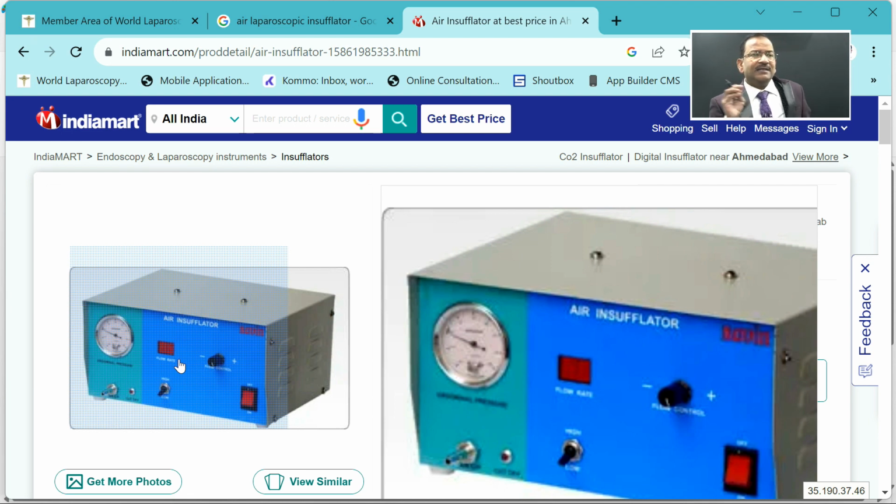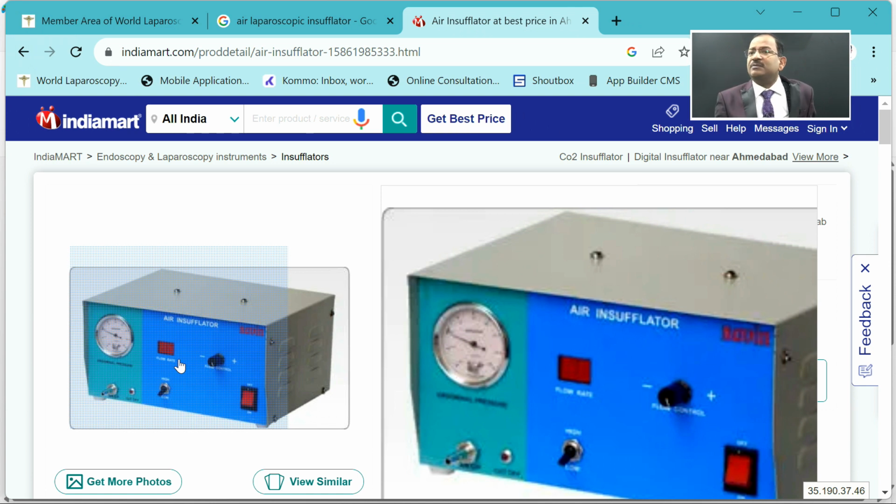Inside there is nothing, just a pump like an aquarium pump, and they have some regulators. If you set it to 12, it will give only 12, and once 12 is reached, it stops.